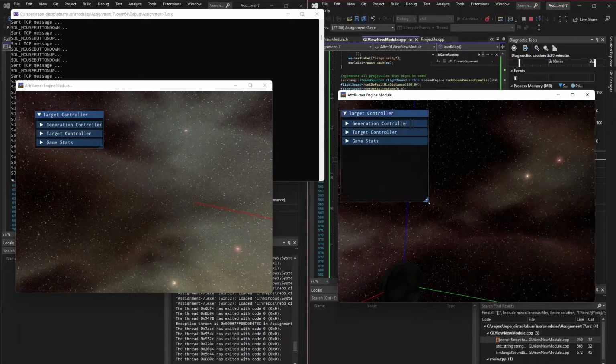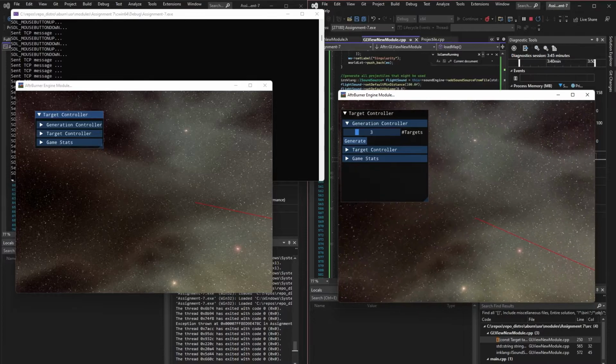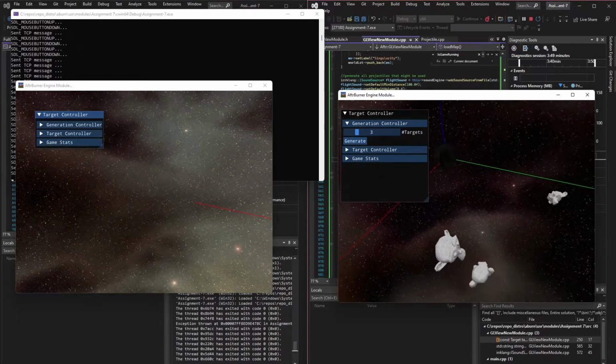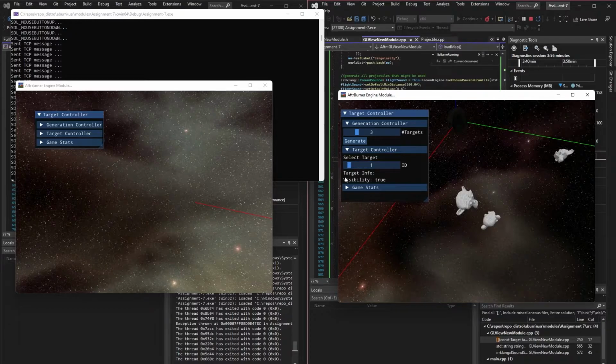Because of that, I had to make a couple changes to the generation controller. We are able to control how many heads and targets we want. The main changes came with the target controller. So now when you select a target, you really only get visibility. Either way, only a couple small changes to the GUI. And that about covers everything for this project. Thanks for watching.